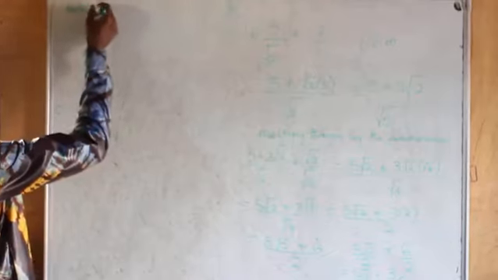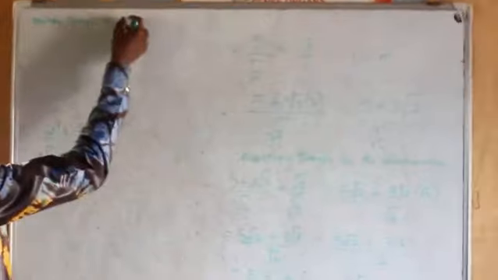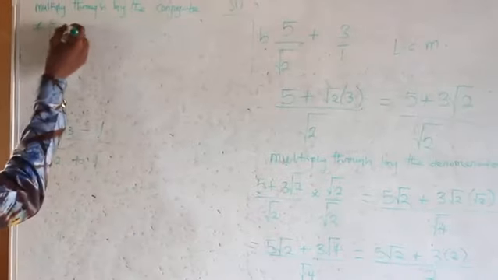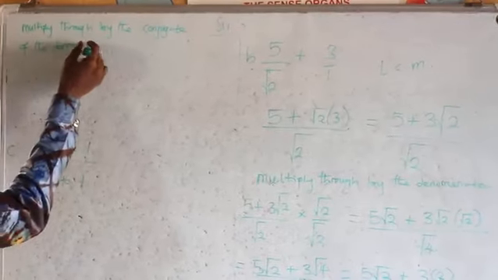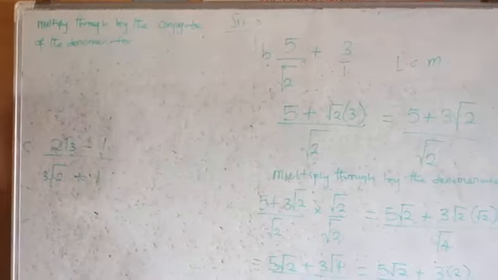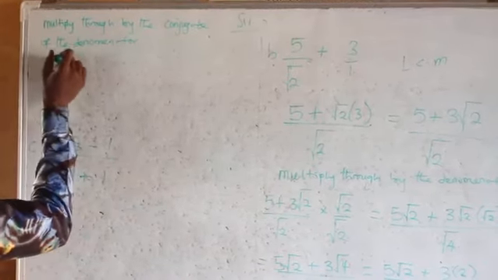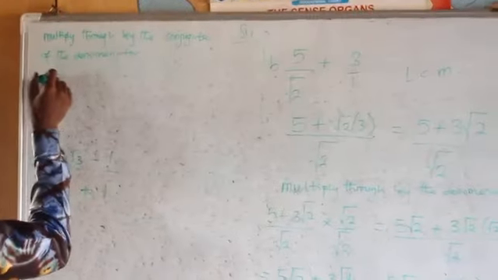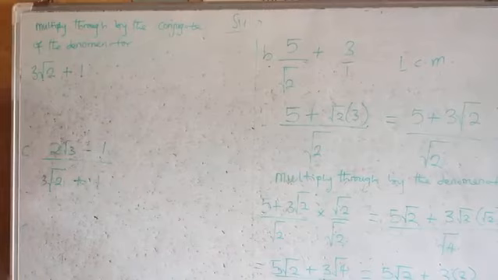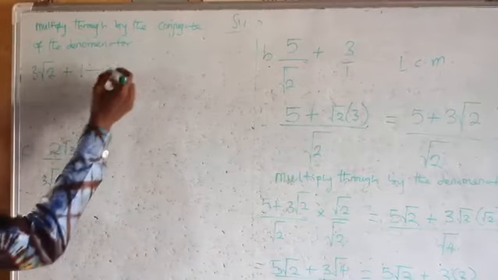First of all, we multiply through by the what? Conjugate of the denominator. Conjugate of the denominator. Alright, what does conjugate mean? We have the denominator as 3 root 2 plus 1. So the conjugate of this will be what?